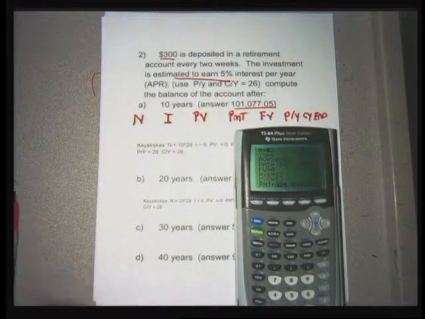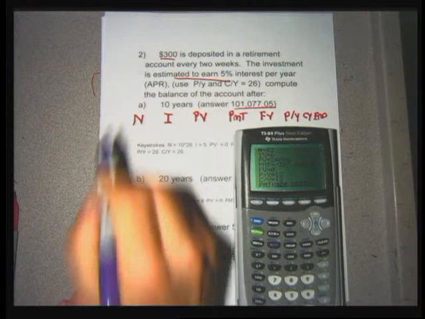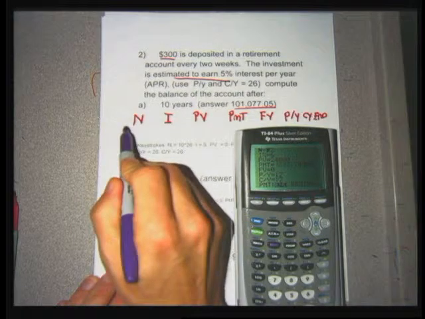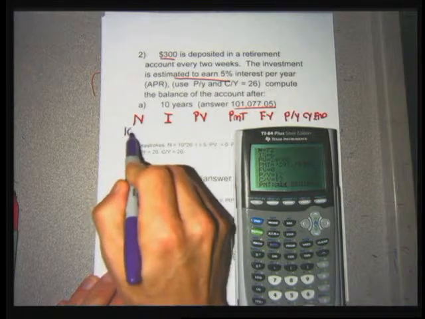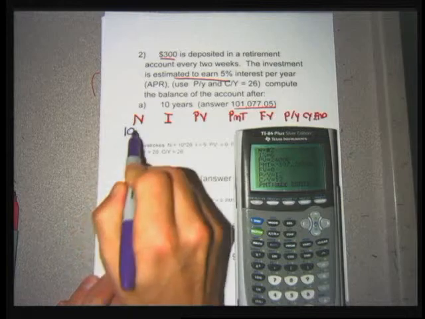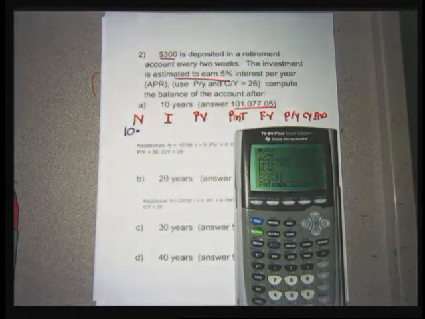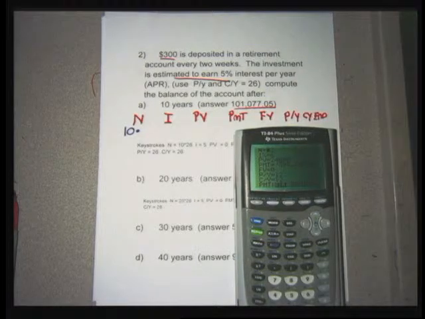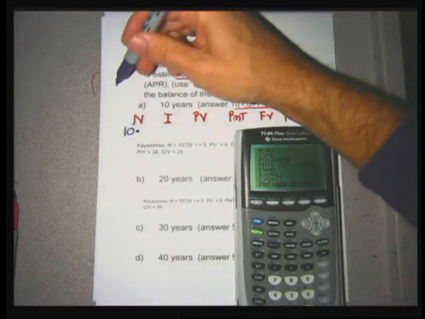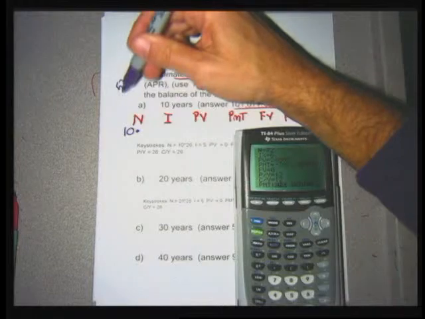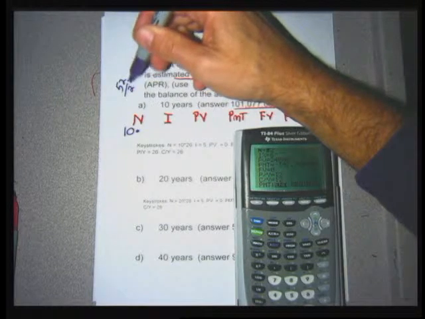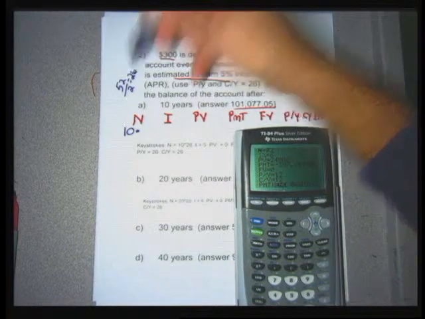The numbers I'm going to have to enter in, for N, it's the number of deposits I'm making. Because I'm making deposits for 10 years, 10's going to be important in the N, and then I have to multiply by the number of deposits I'm making each year. And if I get paid every 2 weeks, there's 52 weeks in the year. If I divide 52 divided by 2, that gives me 26 paychecks that I'd get in a year.